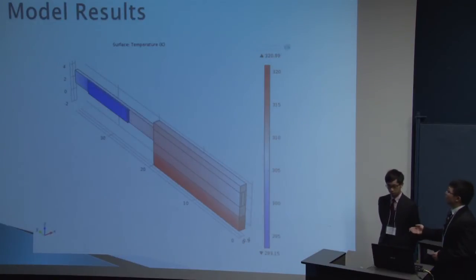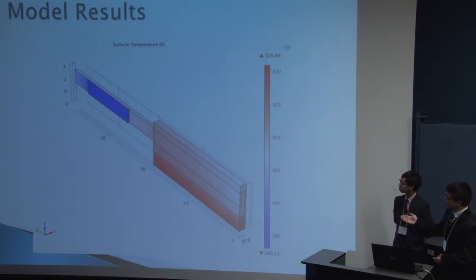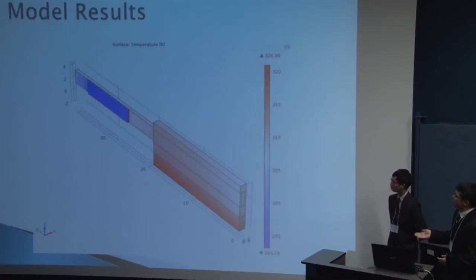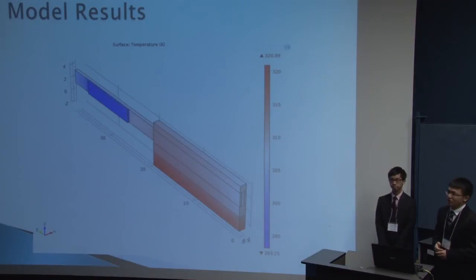So here we have the temperature profile of our model run at steady state. As expected, since the heat source is the CPU, the hottest point of the entire system is also on the CPU, which reaches about 48 degrees Celsius. The average temperature of the CPU block is about 45 degrees Celsius.